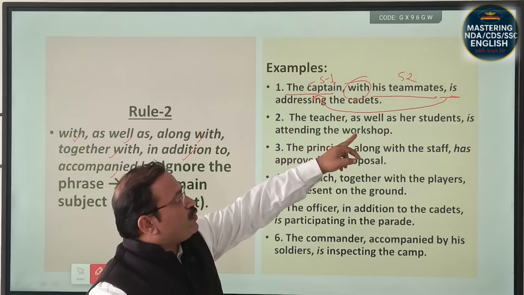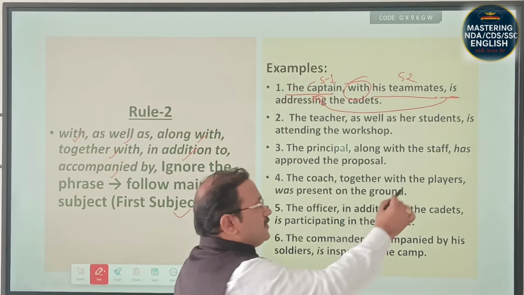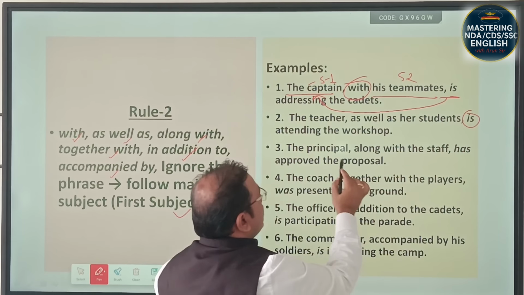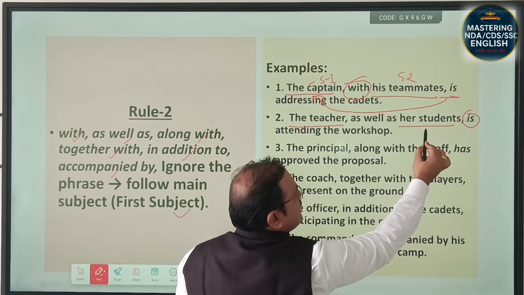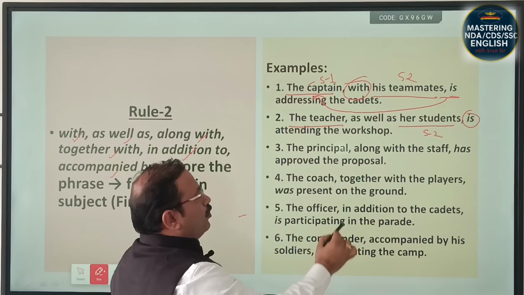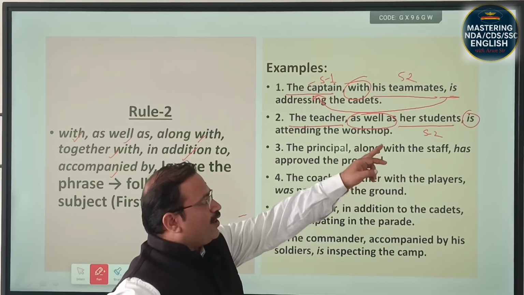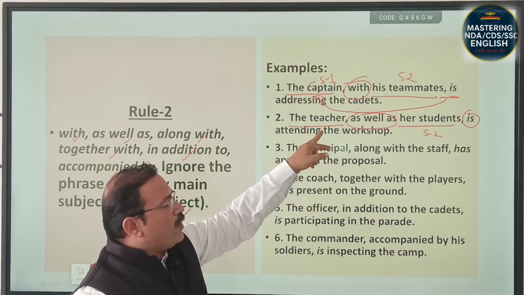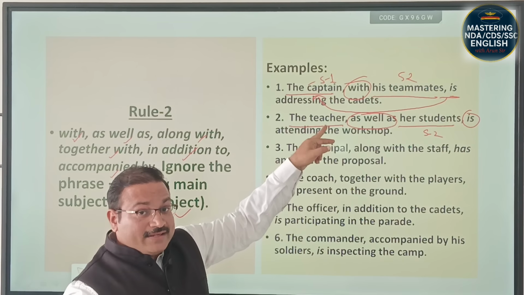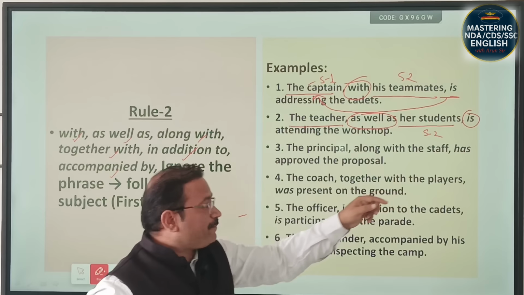The teacher as well as her students is attending the workshop. Why is? Because the teacher is subject 1 and her students subject 2. Both are joined by as well as. Then, according to the rule, verb will agree with the subject 1, the teacher. The teacher is singular, so we'll take singular verb is.